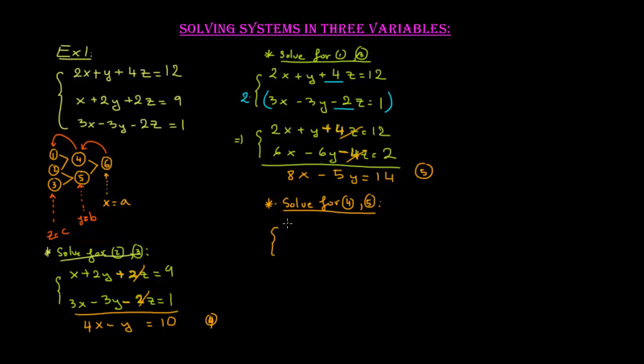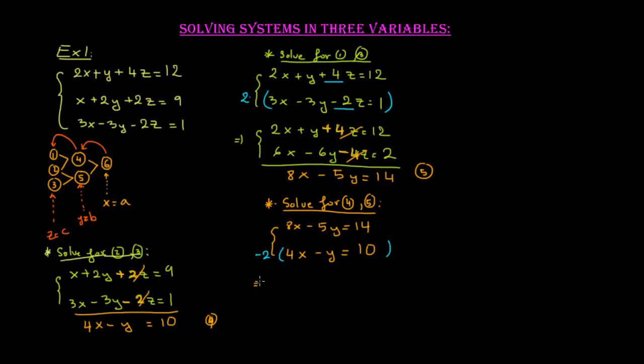So we have 8x minus 5y equal to 14 and 4x minus y equal to 10. We try to again use elimination. Right now x is easy to cancel out because if I multiply by -2 on the second equation, I will have negative 8x, which will easily cancel out with the top part. So multiply our second equation by -2.